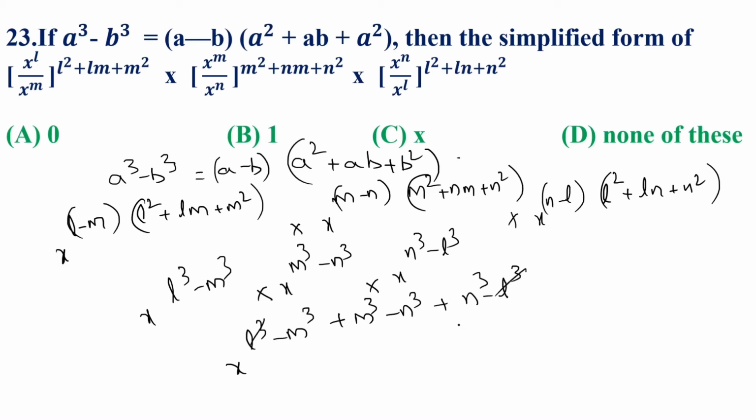So l cube minus l cube will be cancelled, minus m cube plus m cube, minus n cube plus n cube. So x to the power of 0 is equal to 1.